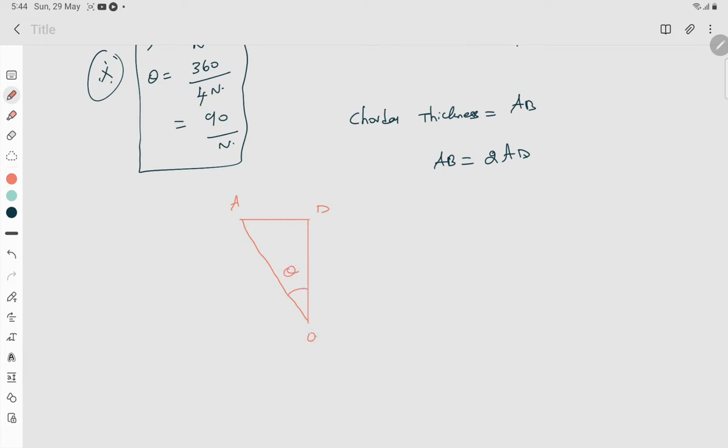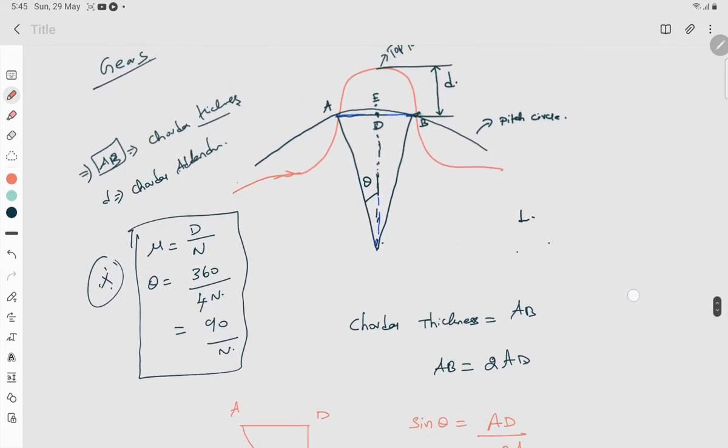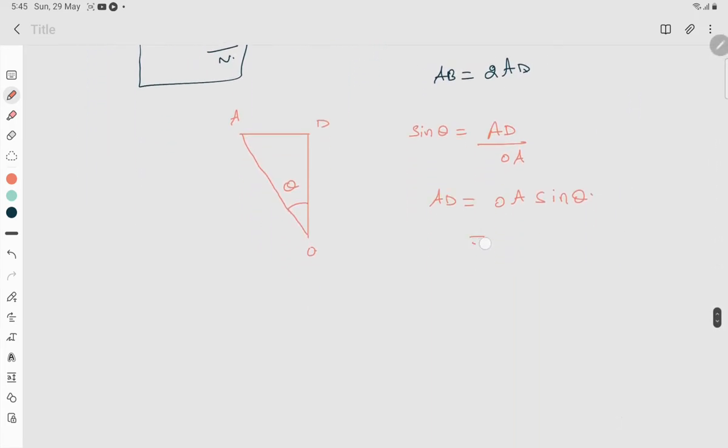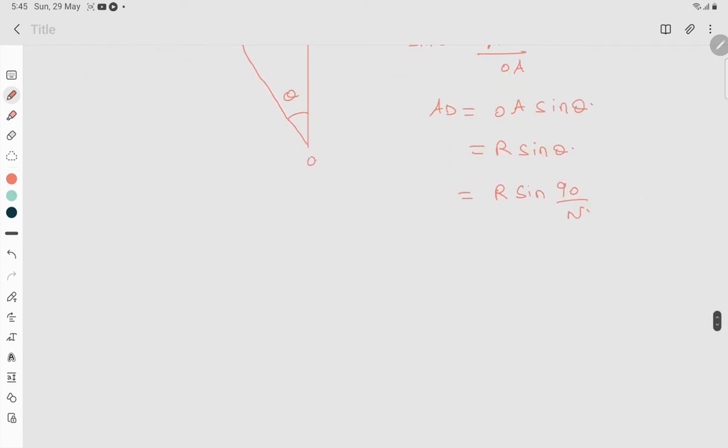This angle is theta, which we have already found is 90 by n. From this triangle, apply sine theta is nothing but opposite by hypotenuse. So it will be AD by OA. So AD will become OA into sine theta. If you see the diagram, OA is nothing but the radius, so it can be replaced as R sine theta. Okay, so we know theta we have already found out as 90 by n. So I have replaced theta by 90 by n.